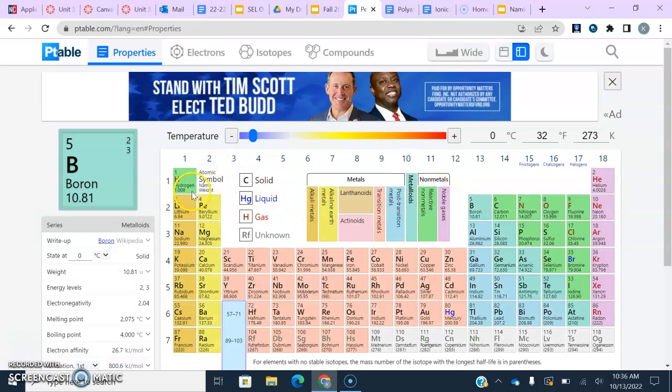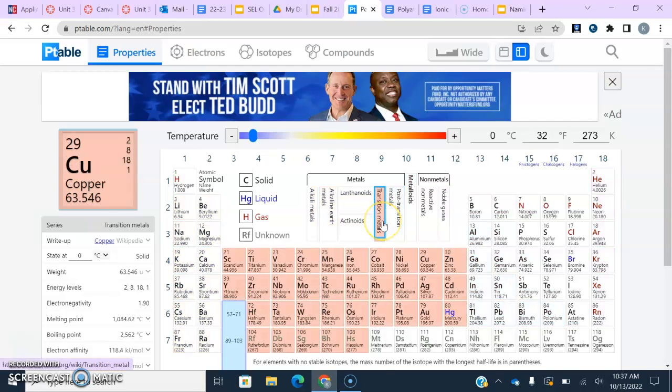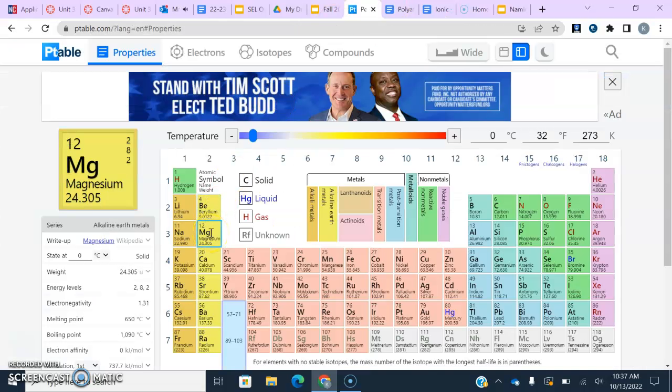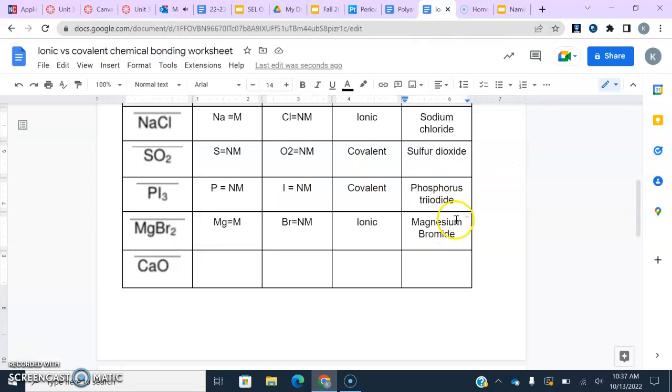Okay, so if your metal is from group 1, group 2, or group 13, you do not need the Roman numerals, okay? You don't need to tell us a charge. It only gets the Roman numerals again if it's one of these pink metals. So if it's pink on the periodic table, yes. If it's in the middle, it gets a Roman numeral, but if not, you leave it alone. So here, magnesium is in group 2. He's not a transition metal, therefore he does not get that, okay?